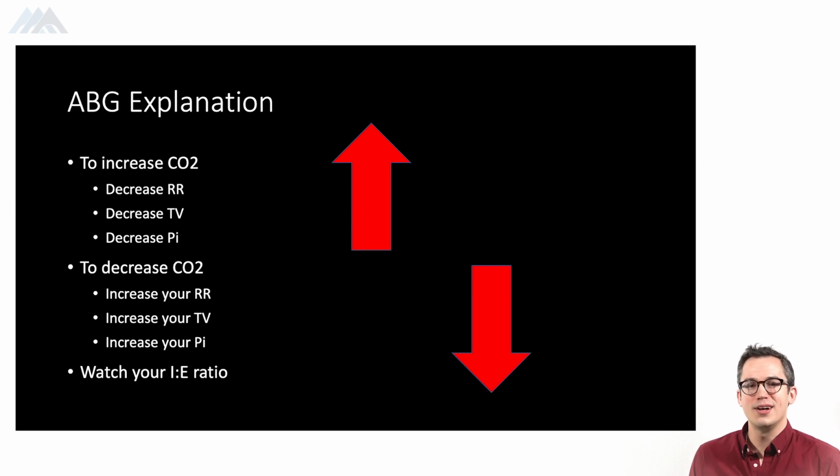Now let's say that our CO2 is too high and we want to decrease that. So what do we want to do? We want to do the exact opposite. We want to increase our respiratory rate, so every time that we breathe in a minute, we're blowing off more volume. We also can increase our tidal volume, because the more volume we take in, the more volume we're breathing out. The more volume we breathe out, the more CO2 that comes out with it. And just like before, if we increase our inspiratory pressure, that's going to increase our tidal volume, and if we increase our tidal volume, you're going to again breathe off more CO2.